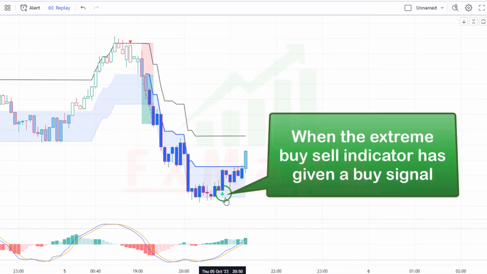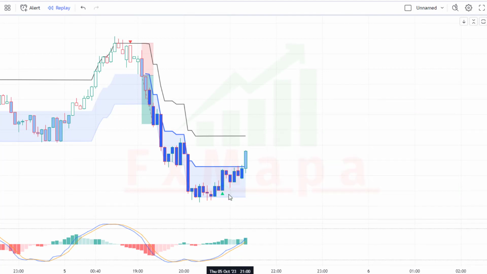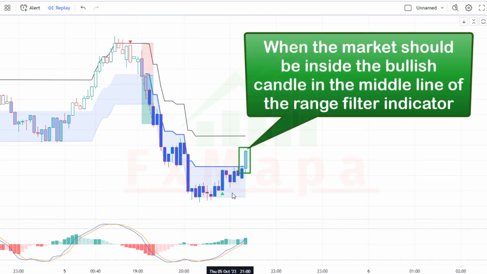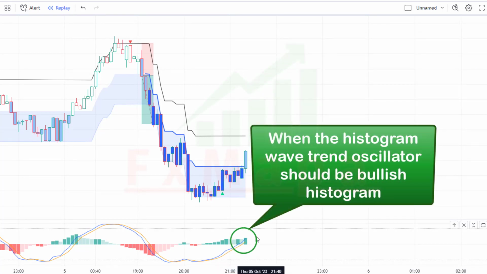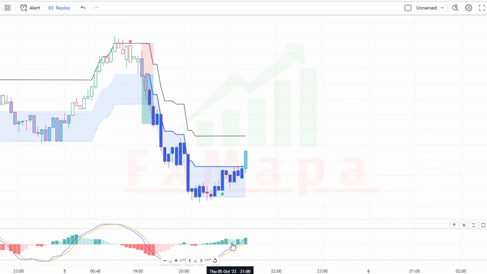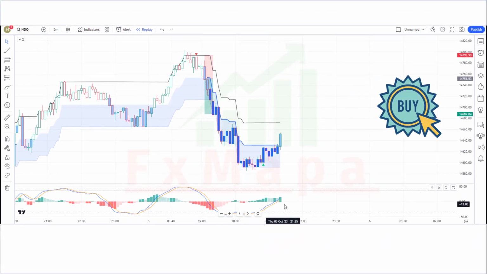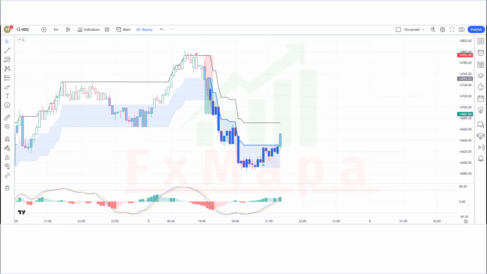When the extreme buy-sell indicator has given a buy signal, when the market is inside the bullish candle in the middle line of the range filter indicator, and when the histogram of the wave trend oscillator is a bullish histogram, if these conditions are fulfilled, then we will place a buy order.